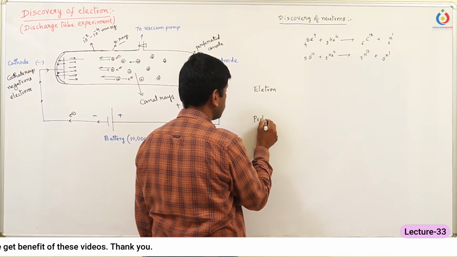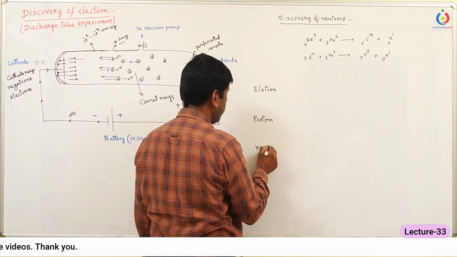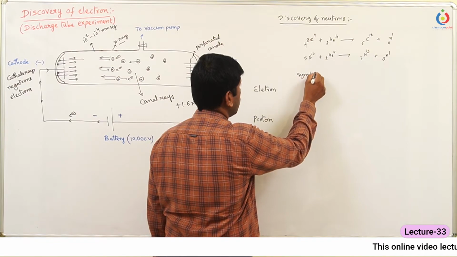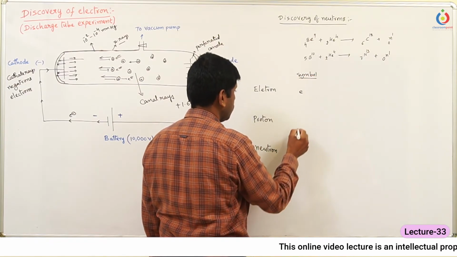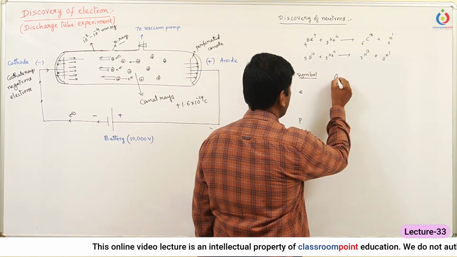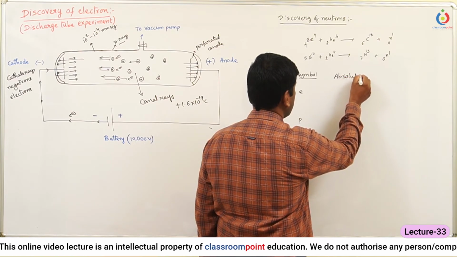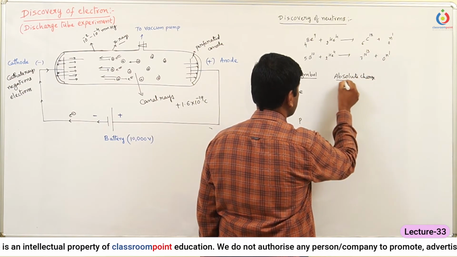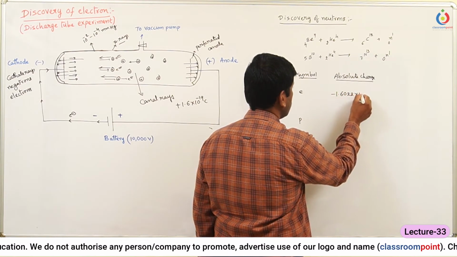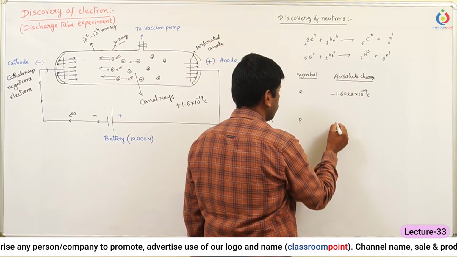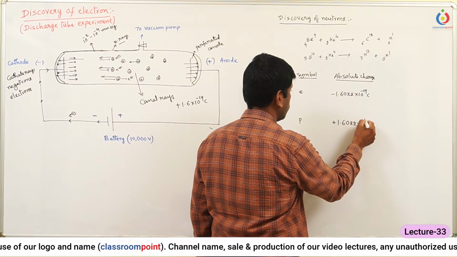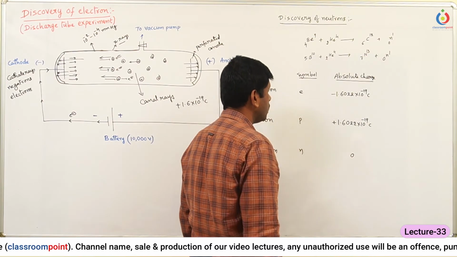Electron, proton, neutron. Their symbols: electron is E, proton is P, neutron is N. Absolute charge: minus 1.6022 into 10 power minus 19 coulombs, whereas for protons it is plus 1.6022 into 10 power minus 19 coulombs. Neutrons are chargeless particles.